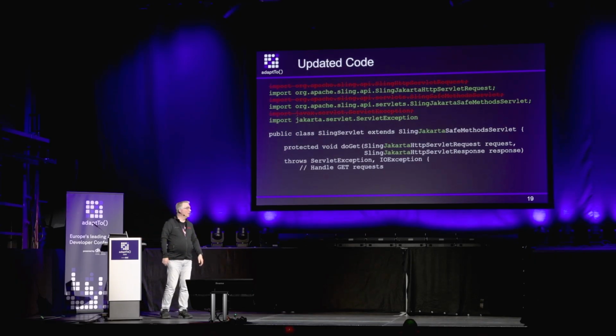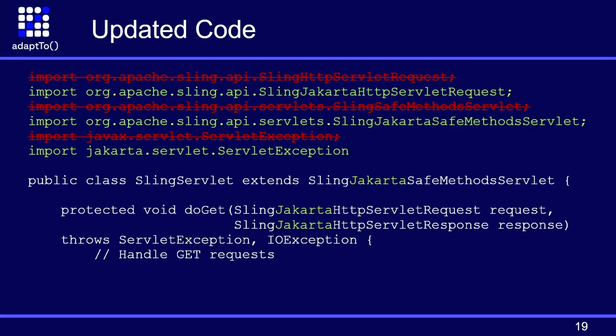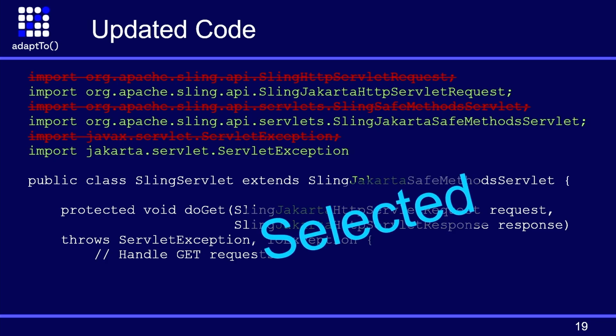And then the updated code looks like this. And Bertrand mentioned it, right? Naming is hard. So I used my own intelligence and came up with this nice little naming scheme, which basically, if you want to use new stuff, you put Jakarta into the class name after Sling. So it's SlingJakarta instead of just Sling whatever. Pretty easy. You can automate this renaming if you want, use AI, whatever. And we selected that.